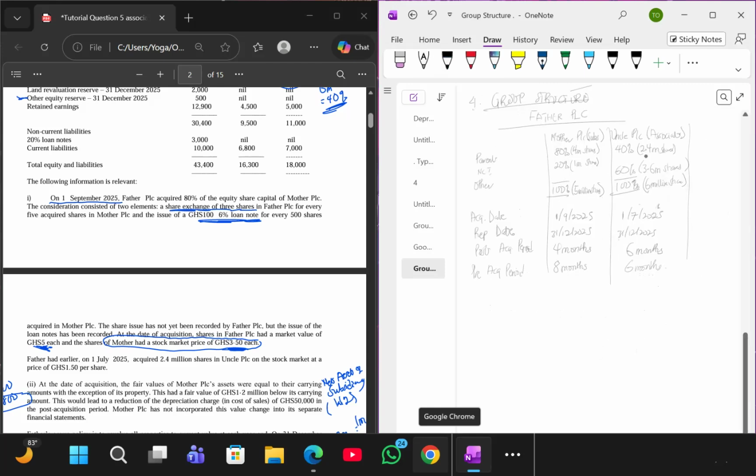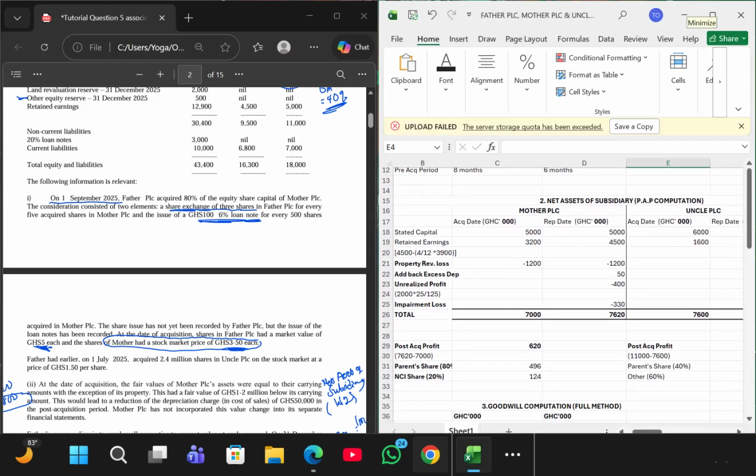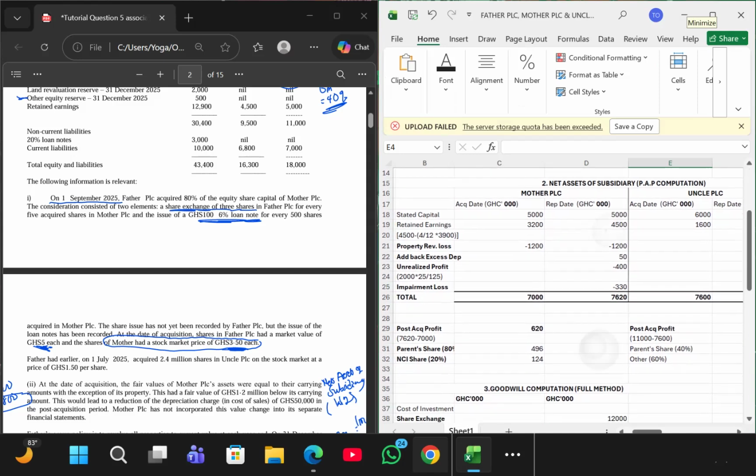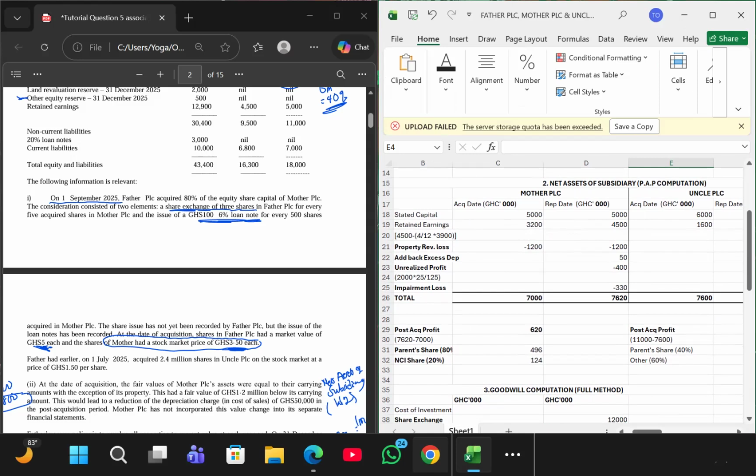All right, this one. And then the second one will be what? Net assets, no, of the subsidiary. I think, let me just go ahead and use the Excel. All right. So the net assets of the subsidiary, let's forget about this side for now.